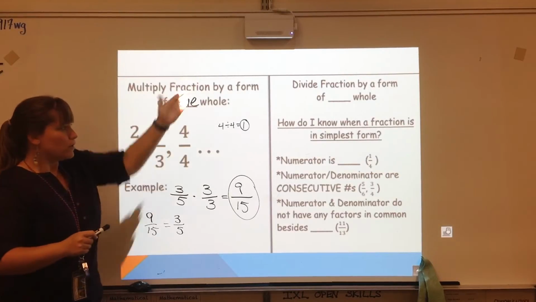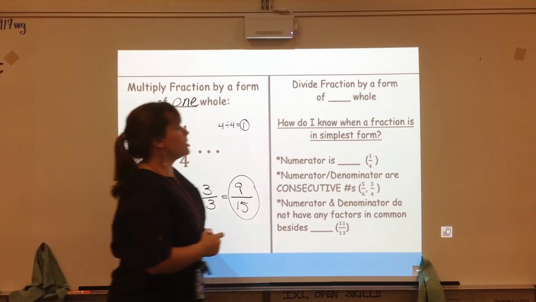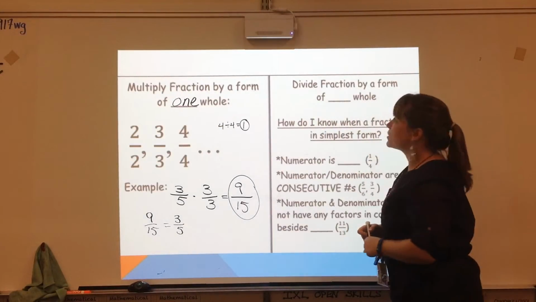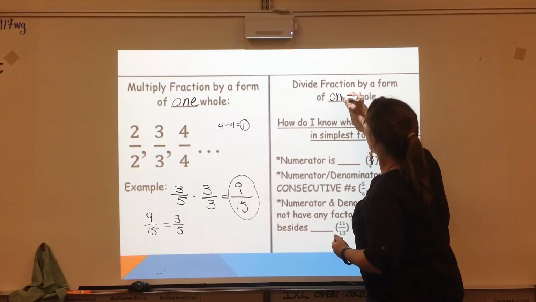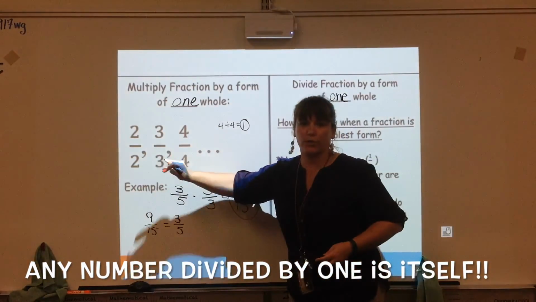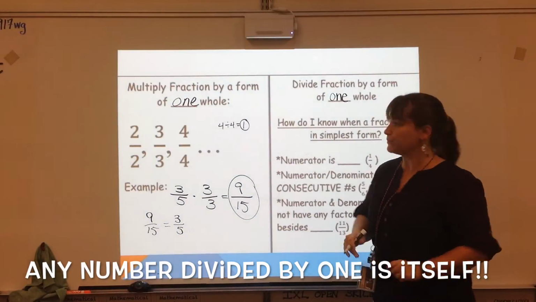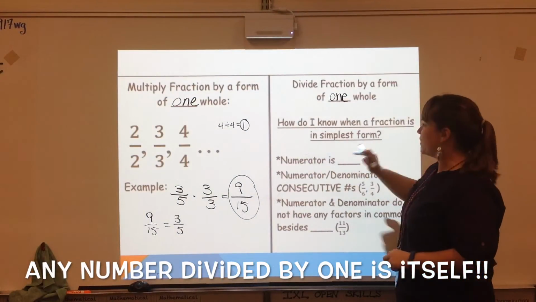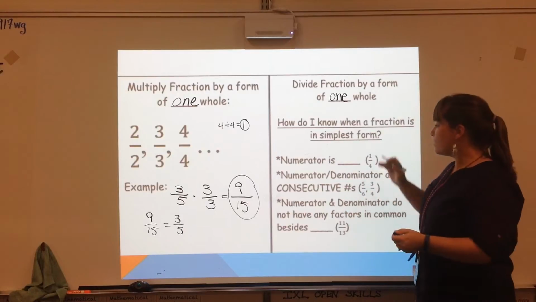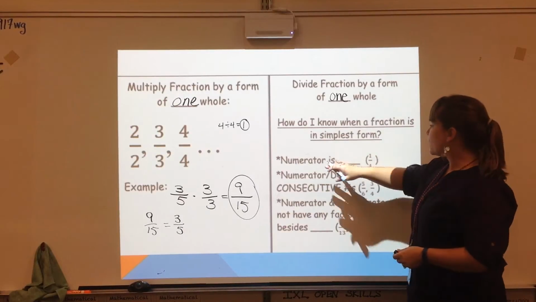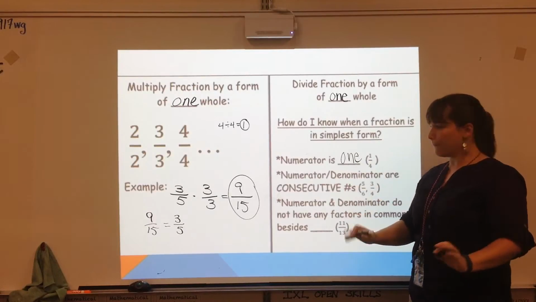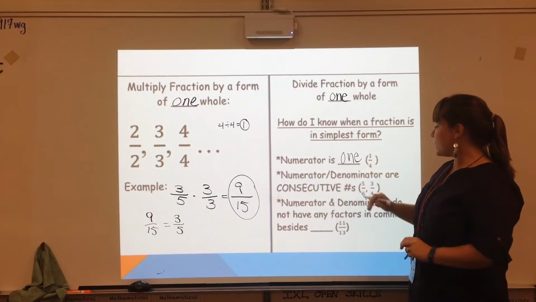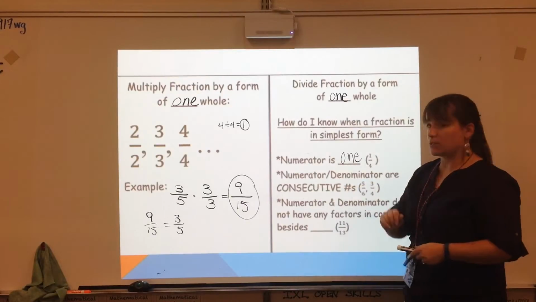You can also divide fractions to get equivalent fractions, and we're still going to be dividing by a form of 1 whole. So it's still 2 over 2, 3 over 3, 10 over 10, 1,000 over 1,000. How do I know when a fraction is in simplest form? Well, there's a couple of different ways. When the numerator is 1, you know it's in simplest form, you can stop. If the numerator and denominator are consecutive numbers.